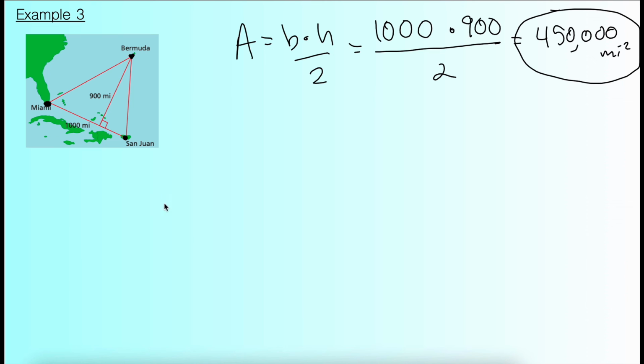Anyways, this quick video outlined how to find the area of a triangle, the formula, where the formula came from, and a couple examples.